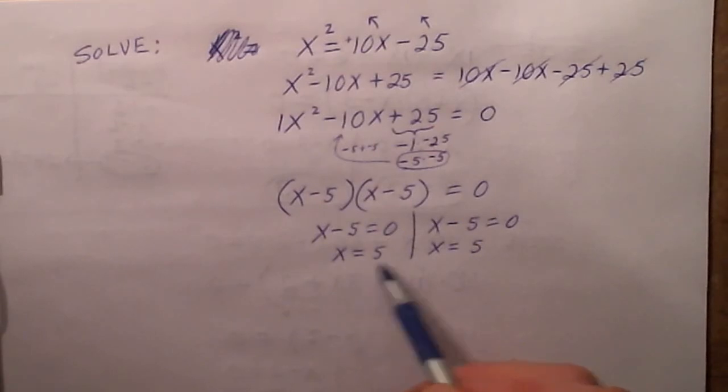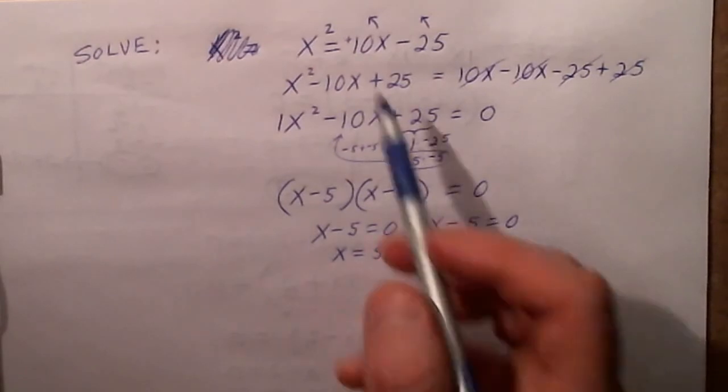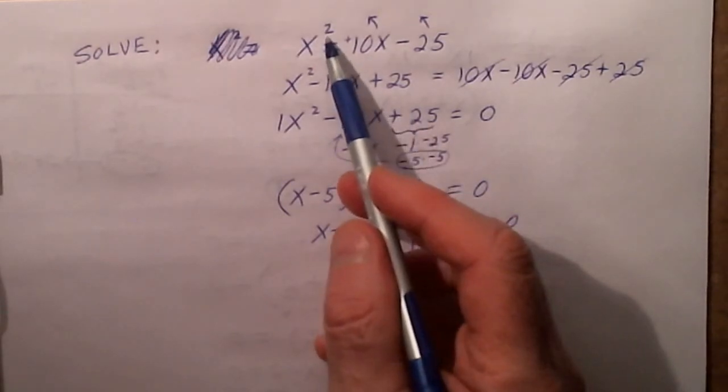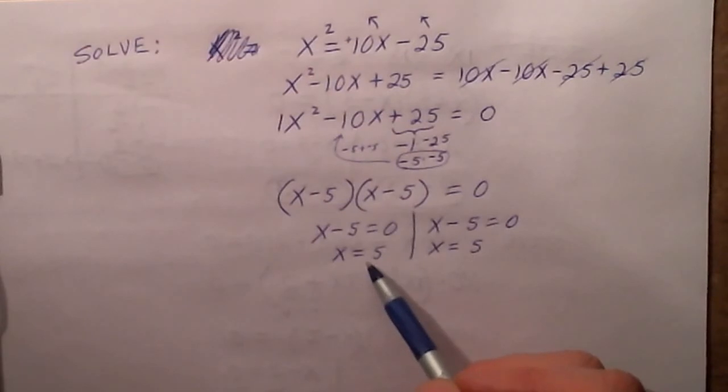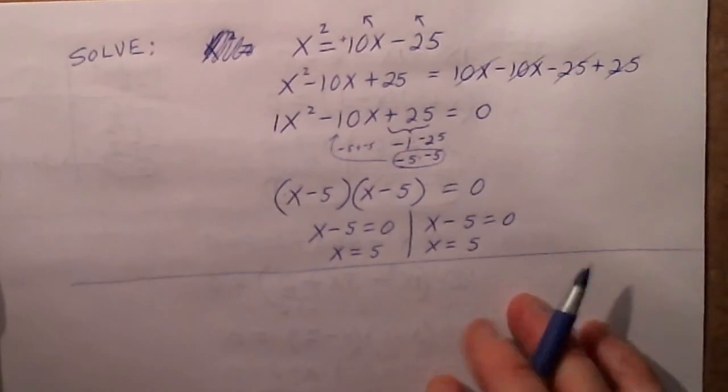And ladies and gentlemen, you don't have to list these 5s twice. We say that 5 is a solution to the second degree equation with multiplicity of 2. In other words, it repeats 2 times as a solution. And we're done. That one's been solved.